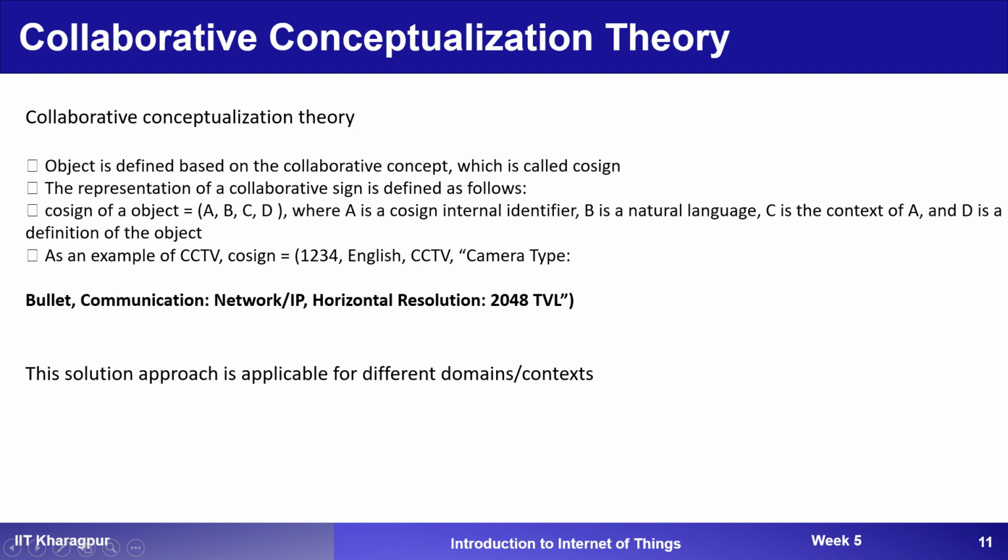For example, in case of a CCTV, the cosine will be as follows. A is the internal identifier, so for the CCTV it is 1, 2, 3, 4. Second, B is the natural language, which is English. Then third is the context. Here we are using CCTV, right? And D is the definition of the object. In this, we are going to define the characteristics or the features of the CCTV camera. So this camera type is bullet, communication network is IP, horizontal resolution, all those things in the definition.